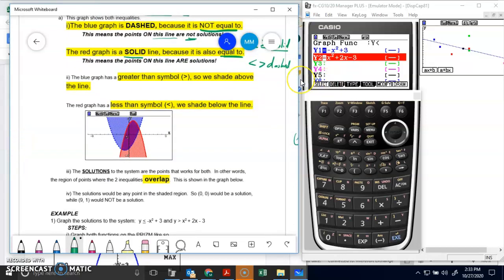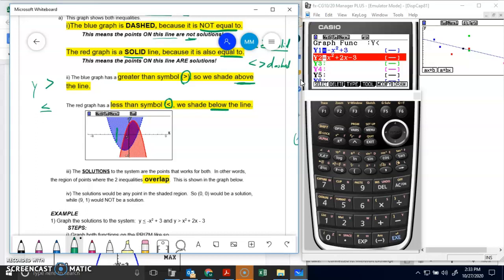Okay, the next main thing that you want to get down in your notes is which way do I shade. Notice the blue graph had a greater than symbol. The red graph had a less than or equal to symbol. If it is greater than, you shade above. If it is less than, you shade below the line. So the blue one was greater than.